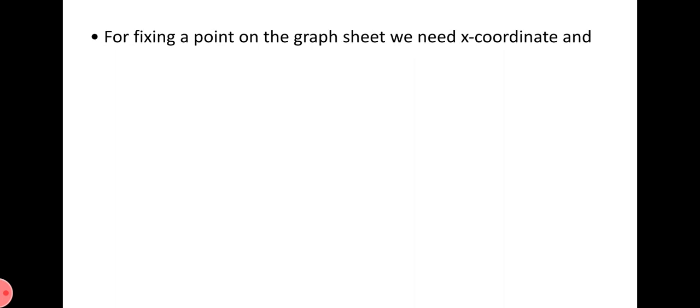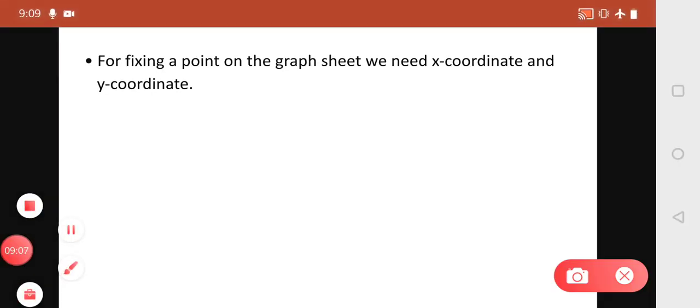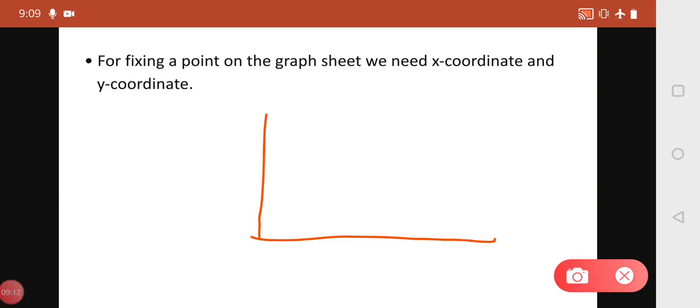So we have seen different types of graphs, that is bar graph, then pie graph, histogram, line graph, and one of the line graphs is known as linear graph. For fixing a point on the graph sheet, we need x coordinate and y coordinate. Now to plot, to put any point on the graph paper, we need x coordinate and y coordinate. This is called x and this is called y.